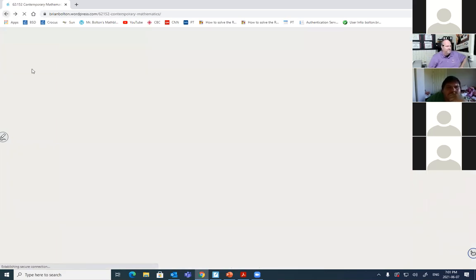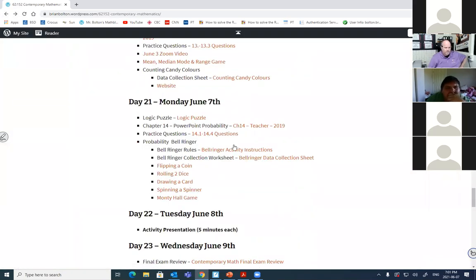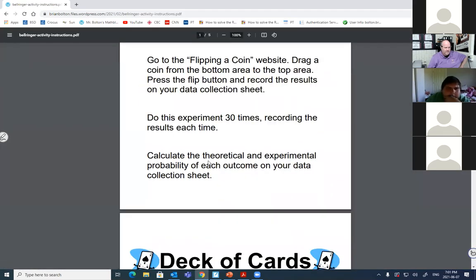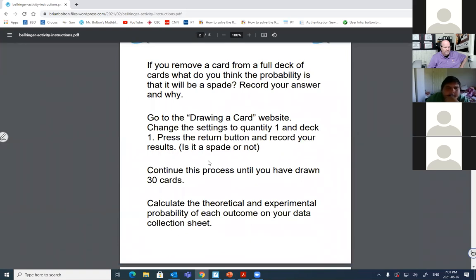Is that the original one? Hang on, let me look here. I can't remember. Instruction rules. Penny flip, deck of cards. Yeah, we're going to do that 30 times. So just tick mark and keep it 30 times, right? So your experimental probability, the denominator is going to be 30 every time, okay?